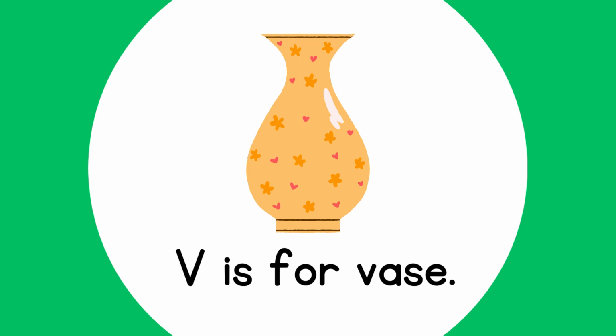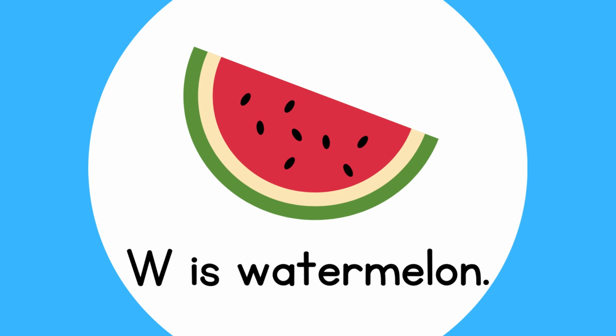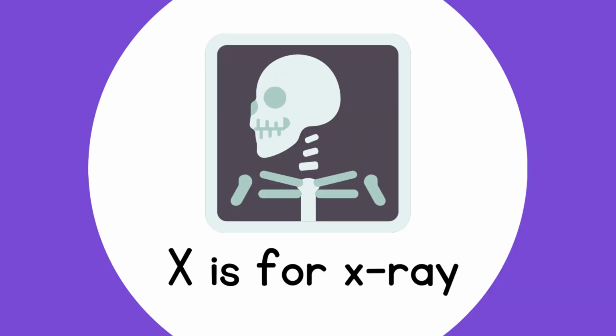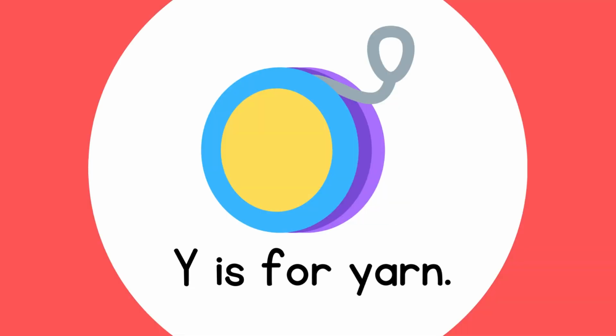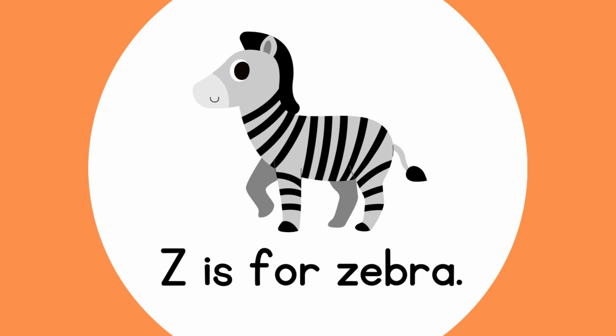V is for vase. Vase. W is for watermelon. Watermelon. X is for X-ray. X-ray. Y is for yarn. Yarn. Z is for zebra. Zebra.